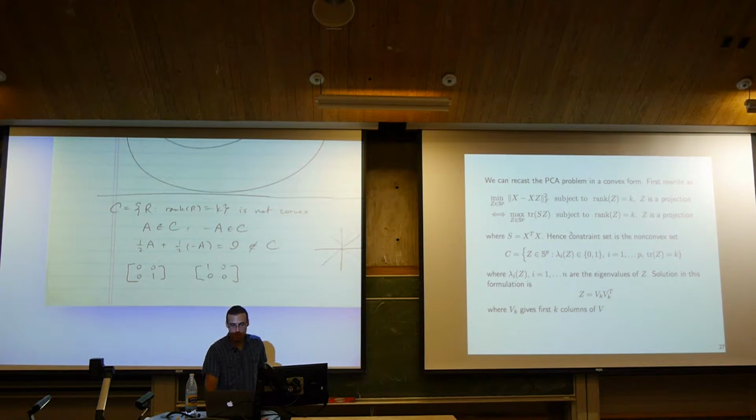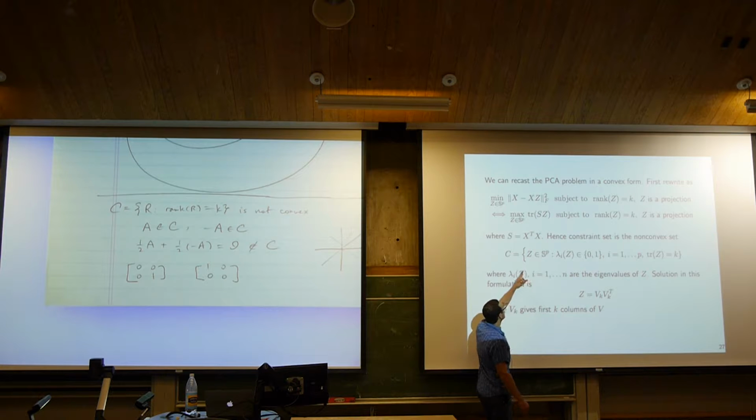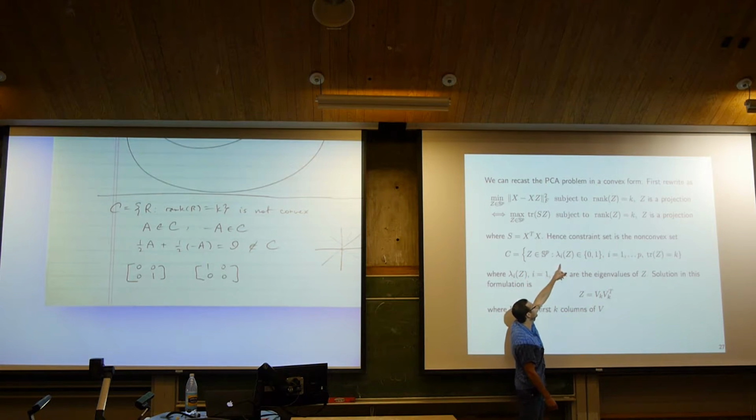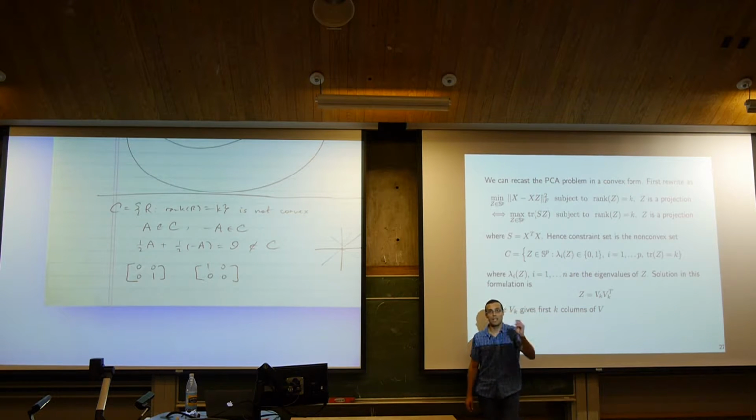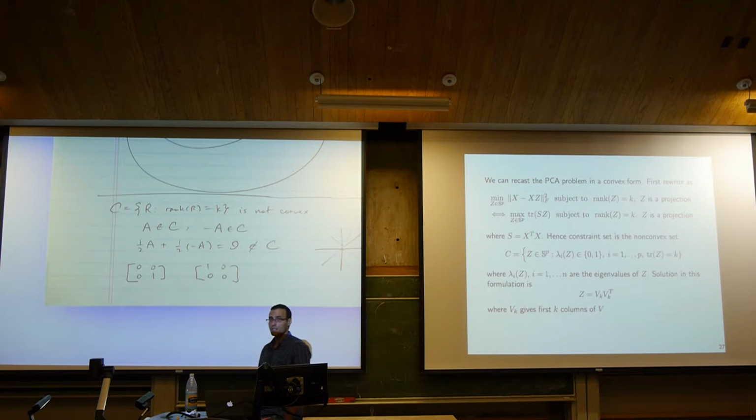Projection matrices, I guess here I write it here. A projection matrix you can think of as having the property that it's a symmetric P by P matrix. It has rank K, and actually all of its eigenvalues are either 0 or 1. It can have eigenvalues that are only 0 or 1, nothing else. That's one way to characterize a projection matrix.